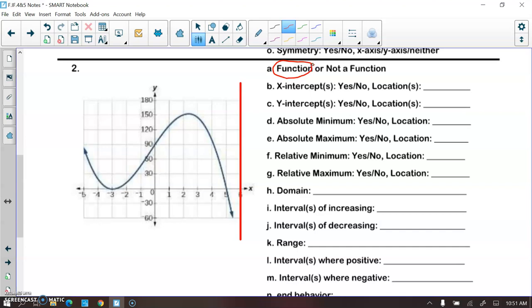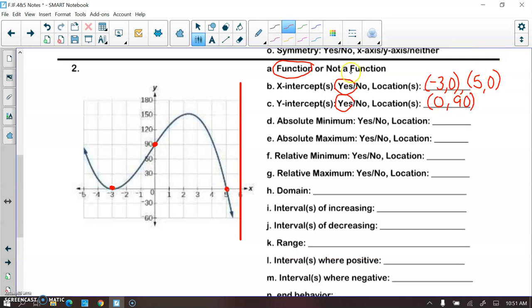Now, x and y intercepts. Let's look at the x-intercepts. So I see this graph actually cross the x-axis in 2 places. This place and this place. We're going to write them both down. So yes, we do have some x-intercepts. One of the locations is the ordered pair -3, 0, while my other location is the point 5, 0. Now, y-intercepts, I only see this graph cross the y-axis in one spot, and that is right here. So yes, we have a y-intercept, and that location is the point 0, 90.